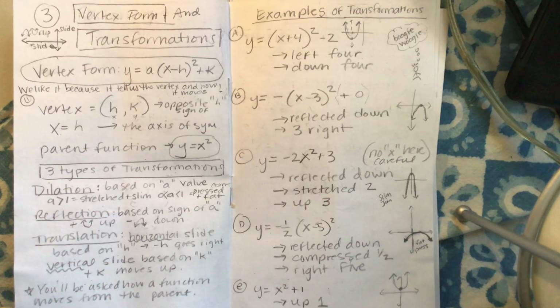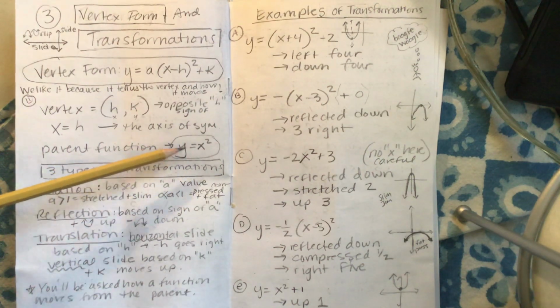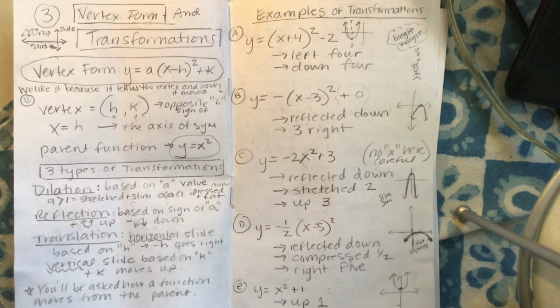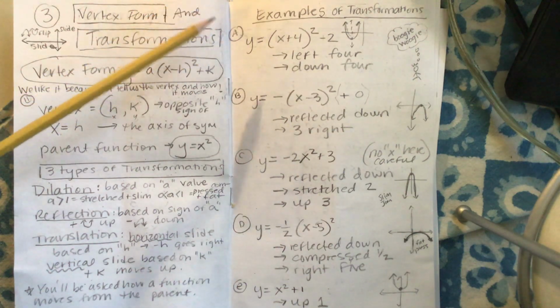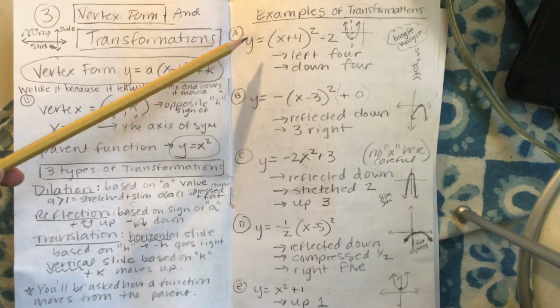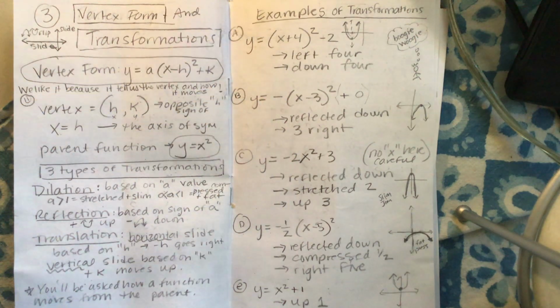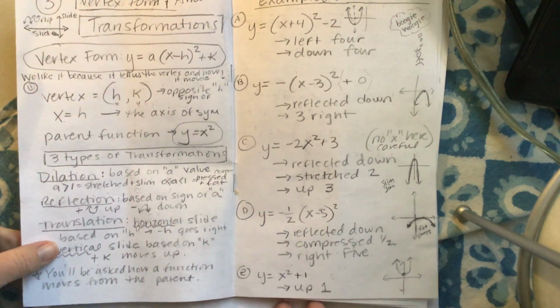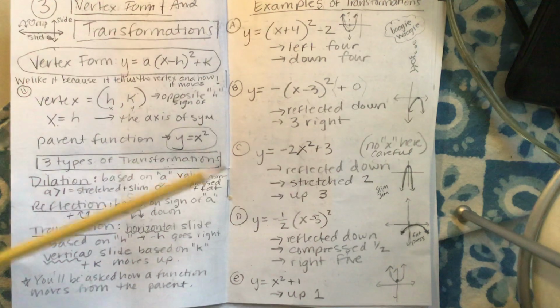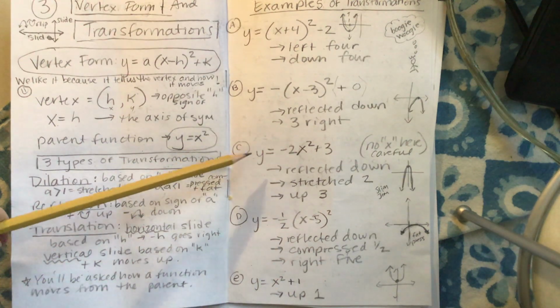You're going to be asked how a function moves or transforms from the parent function, which should be etched into your brain, y equals x squared. Here are some examples of transformations. So these are mostly in vertex form. Think to yourself, are all of them actually in vertex form, or which ones are maybe not in vertex form? Okay. Hopefully you said that C and E are not in vertex form, right?